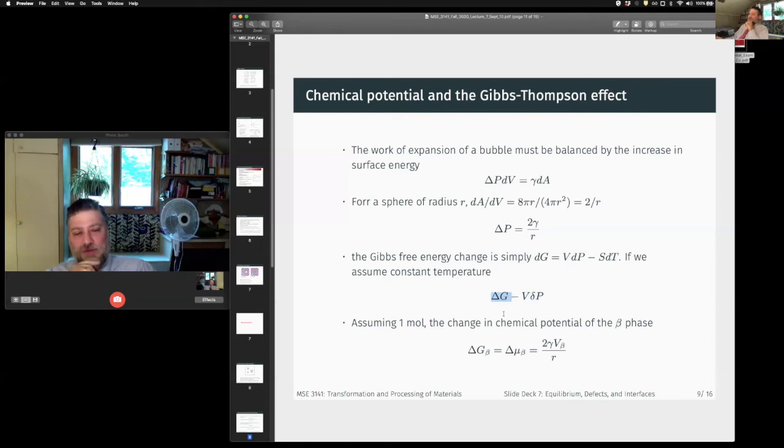remember our partial molar Gibbs free energy is the same as our chemical potential. So we can say that the change in the chemical potential of our beta phase is equal to 2 times the interfacial energy times the molar volume of beta, all divided by the radius of our particle. So that means what happens? As we make our particle smaller and smaller, we increase the chemical potential of the beta phase. What on earth does that imply?